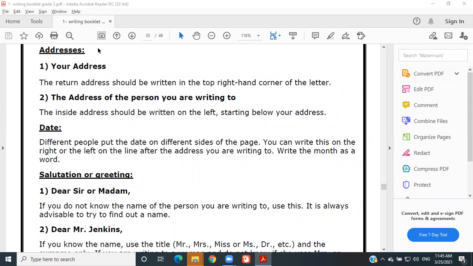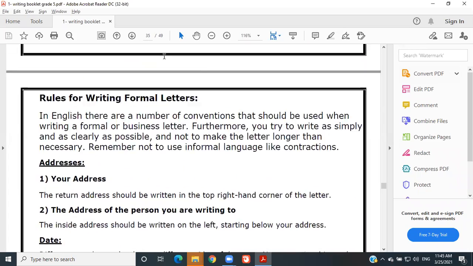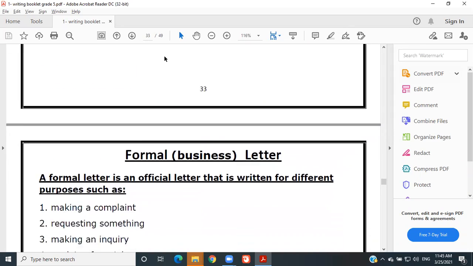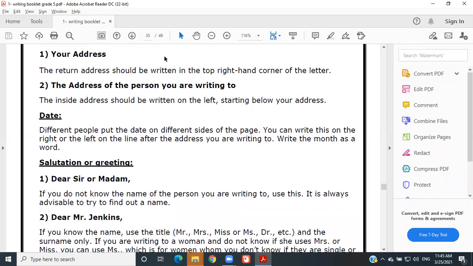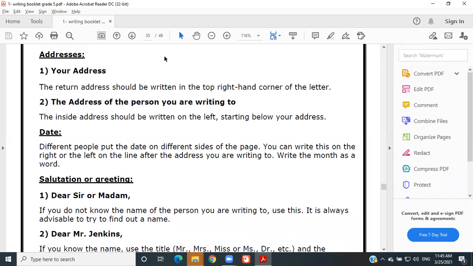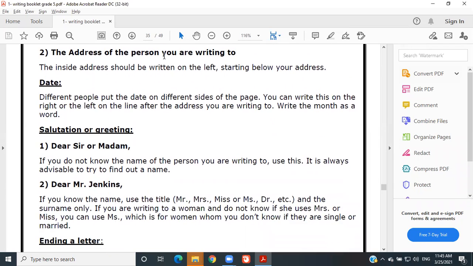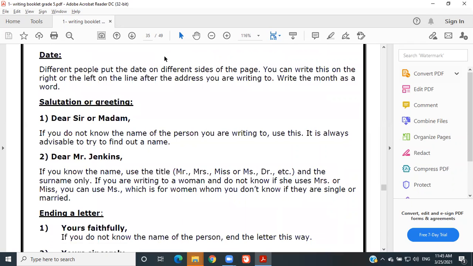Starting below your address. I don't know why they teach you that. They should have been teaching you how to write an email, not a formal letter, because you will not need a formal letter. No one deals with letters anymore. Yeah, of course.